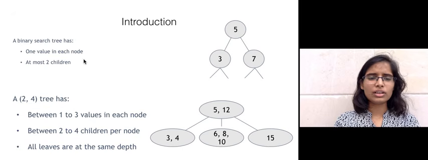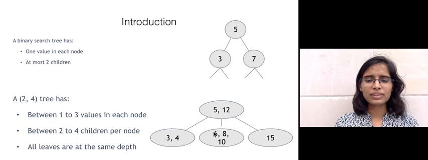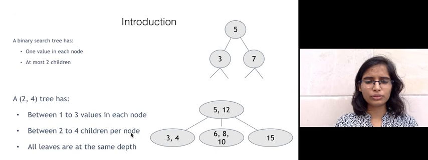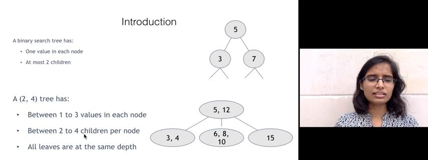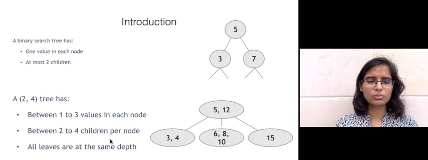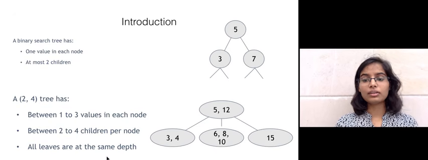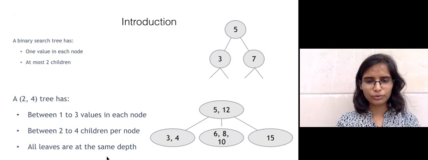A binary search tree has just one value in each node, but a 2-4 tree will have up to 3 values. So it can have 1, 2 or 3 values. Like in this node, it has 3 values, 6, 8 and 10. This node has 2 values, 3 and 4. And a 2-4 tree has 2 to 4 children per node. This node has 3 children, and because of this property, it gets its name, 2-4 tree. And all leaves are at the same depth.